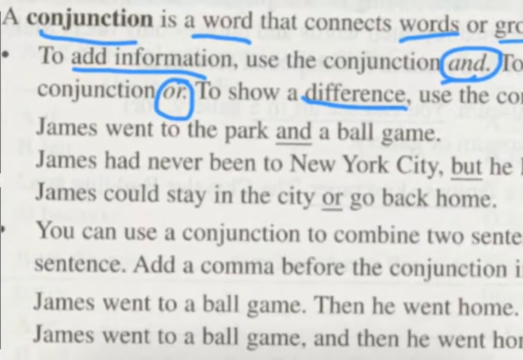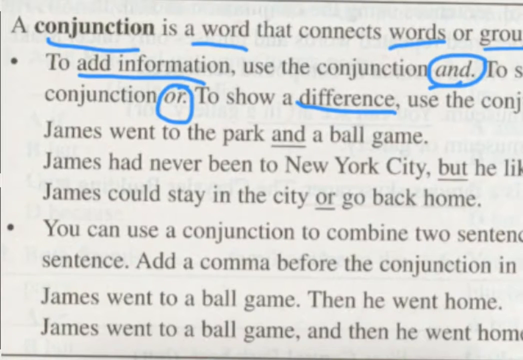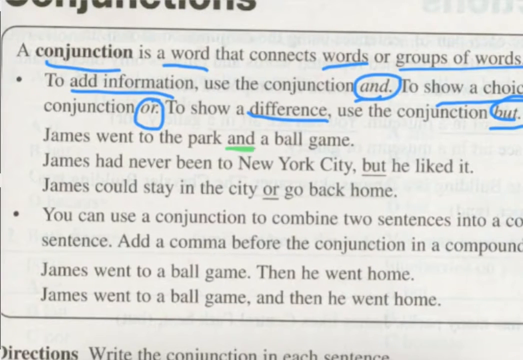Here's our first example. James went to the park and a ball game. Okay, we are adding information there. James had never been to New York City, but he liked it. Okay, and then finally, James could stay in the city or go back home. That's a choice. Do one or the other.